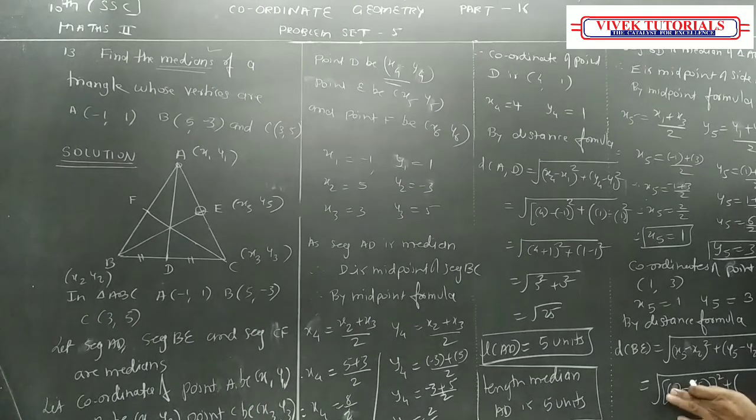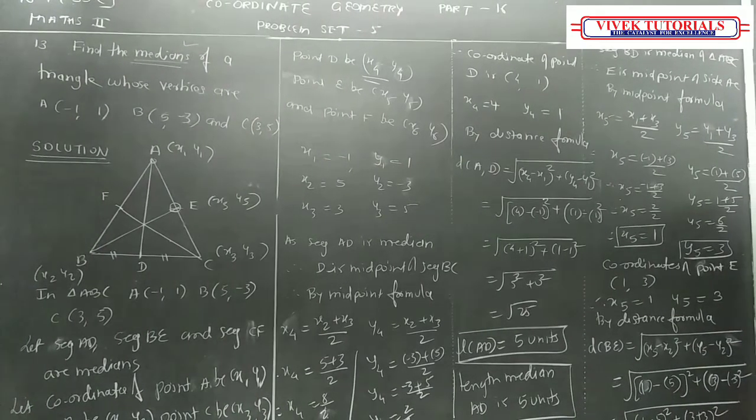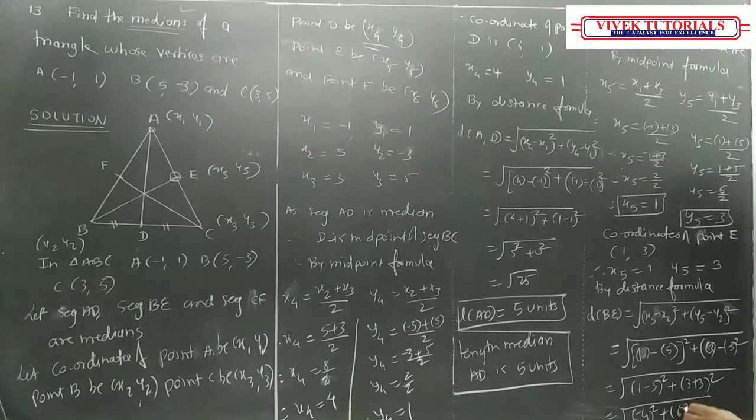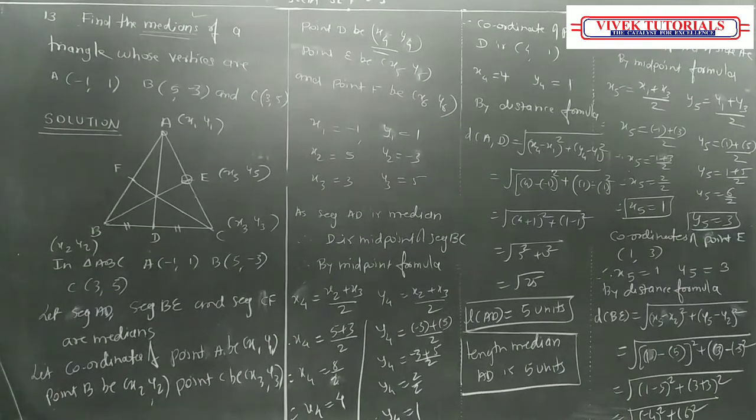The whole square plus y5. Sorry, I made a mistake. Okay, y5 is 3 minus y3, which is minus 3, square. So you are getting under root 1 minus 5 the whole square plus 3 plus 3 the whole square. See here, have you understood this? 1 minus 5 is minus 4 the whole square and 3 plus 3 is nothing but 6 the whole square.